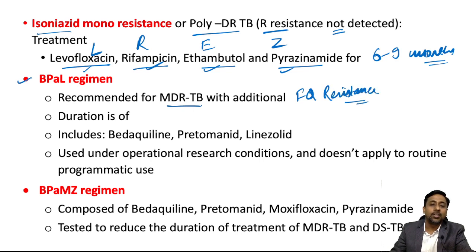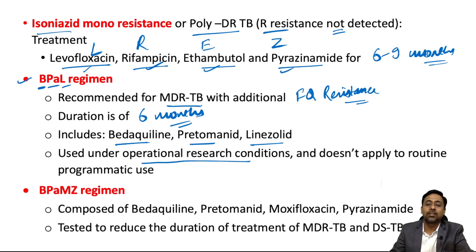Okay, and the duration of treatment is 6 months, and it includes B for bedaquiline, Pa for pretomanid, and L for linezolid. The bedaquiline, pretomanid and linezolid, these three drugs are included in this regimen, and this regimen, given under operational research conditions, does not apply to routine programmatic use. So we will use it only for research conditions.